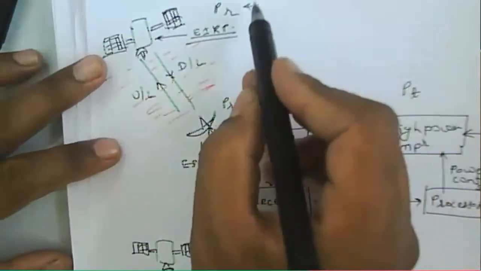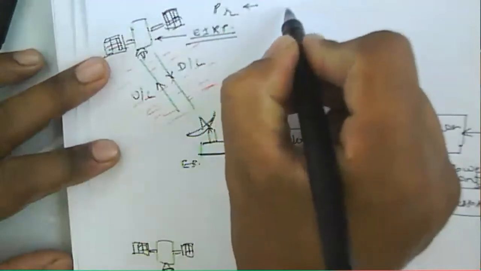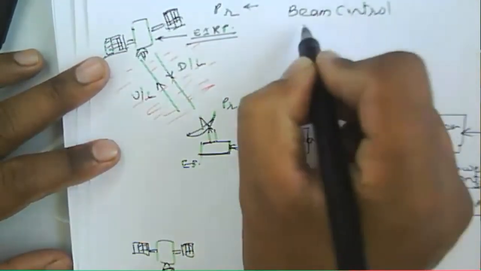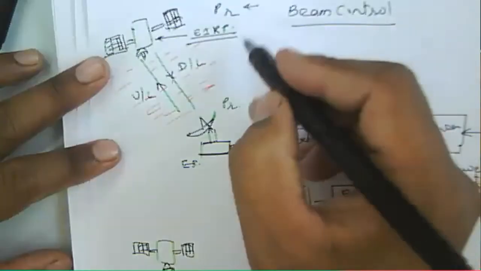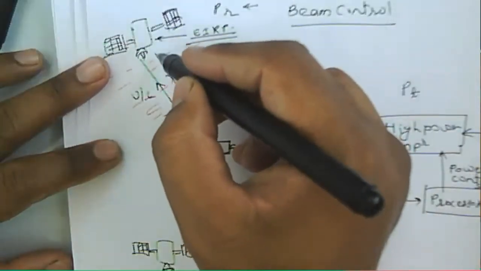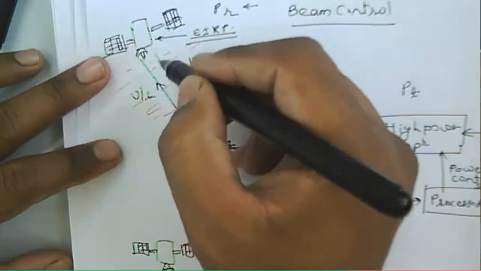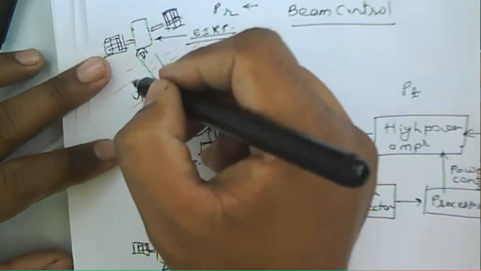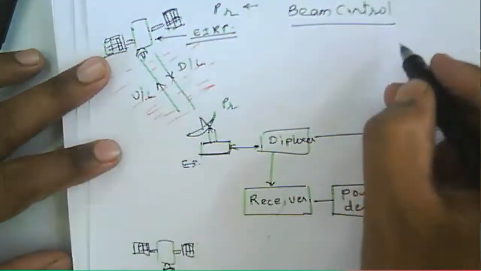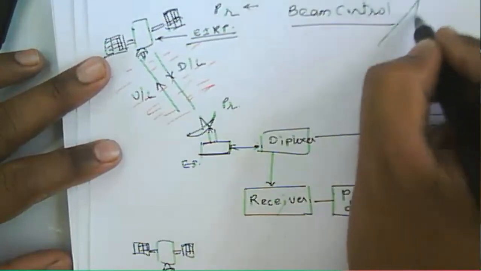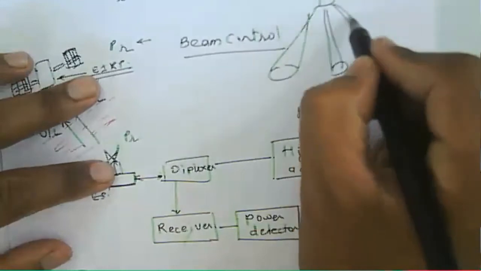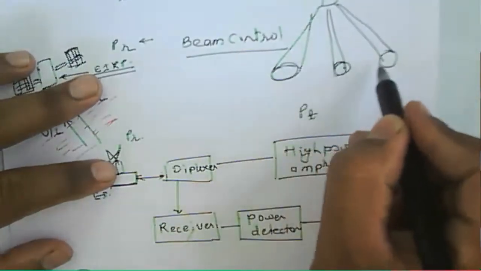So another way is that we can increase the beam control, because generally a satellite transmits the signal. If the satellite works with a multi-beam operation, so multi-beam operation means what? From the satellite, it will consider this particular region of the area as a different coverage area, like this is the coverage area of this particular beam. That is nothing but a multi-beam operation.